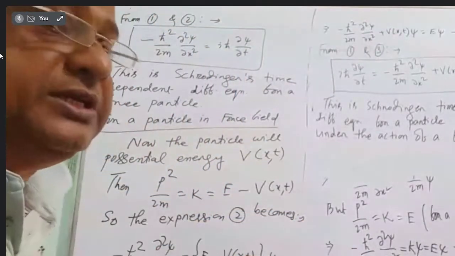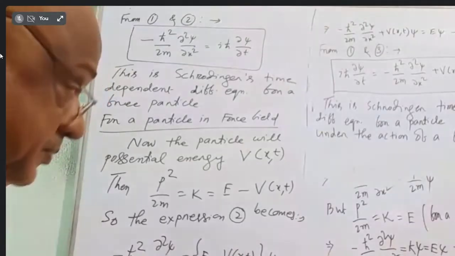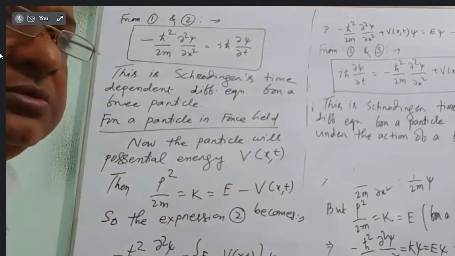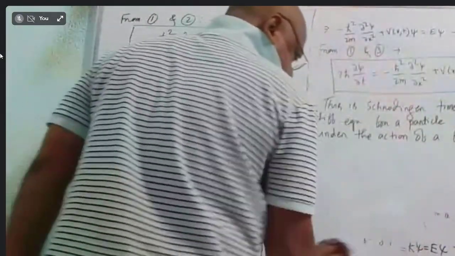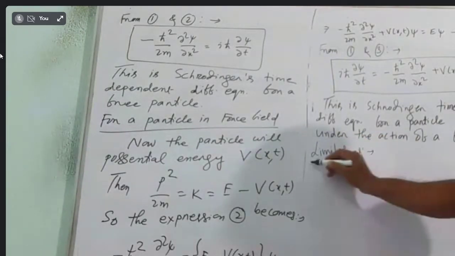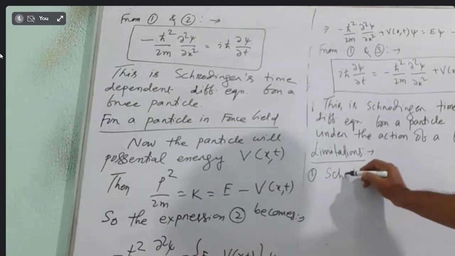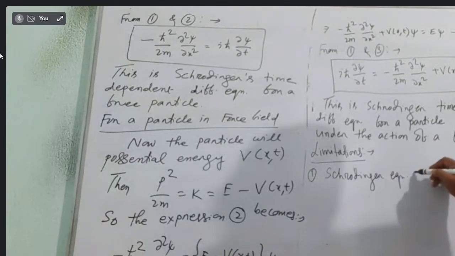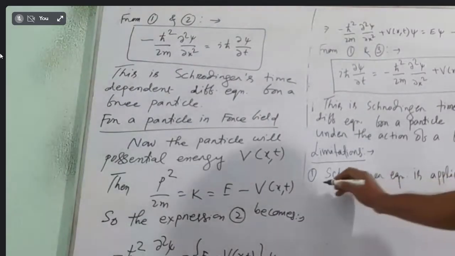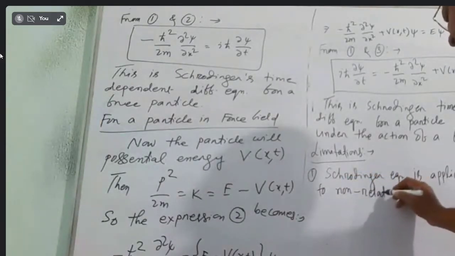In this Schrodinger time dependent equation that we derived, we took kinetic energy as p square by 2m. So kinetic energy is equal to p square by 2m only when the particle is moving non-relativistically. For the relativistic case, this is not applicable. So Schrodinger equation has some limitations. These limitations can be noted like this. Schrodinger equation is applicable only to non-relativistic problems.